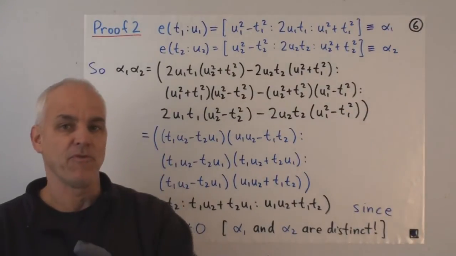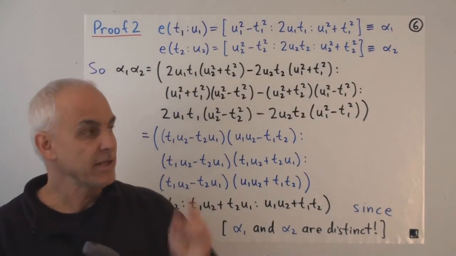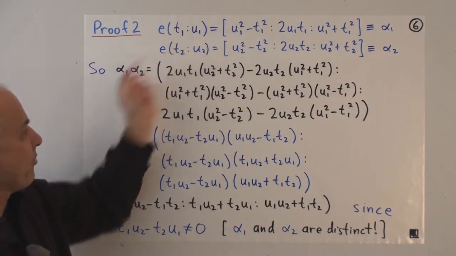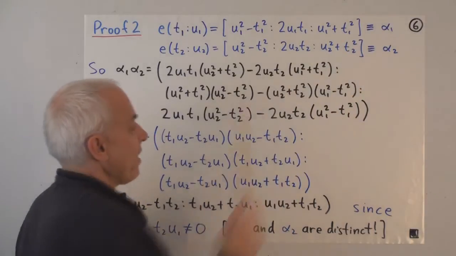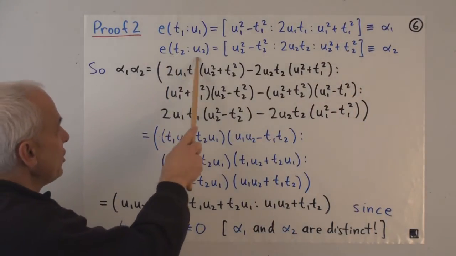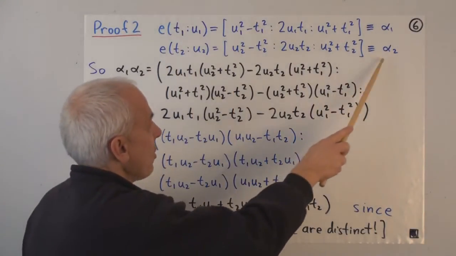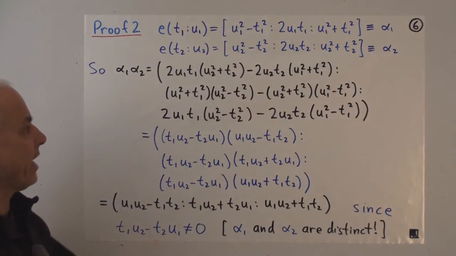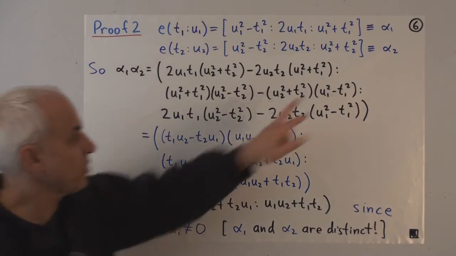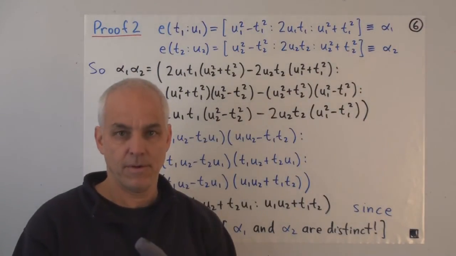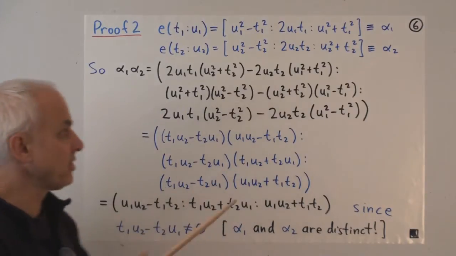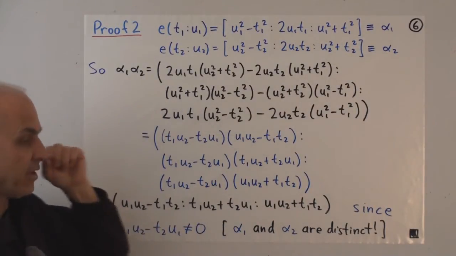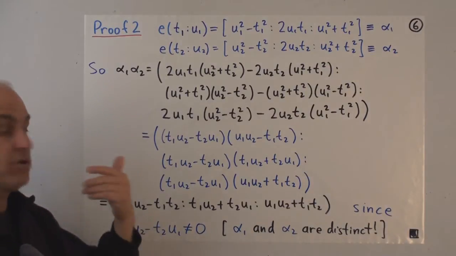So here's a second proof of this result. Let's start with the two null points. Here is e of t1 u1. We'll call that alpha 1. Here is e of t2 u2. We'll call that alpha 2. And let's just compute the line joining those 2 points. So we'll assume those 2 points are different, because they have to be different in order for a line to be determined by them. So suppose they're different. Let's calculate the line through those 2 points by using the j function.